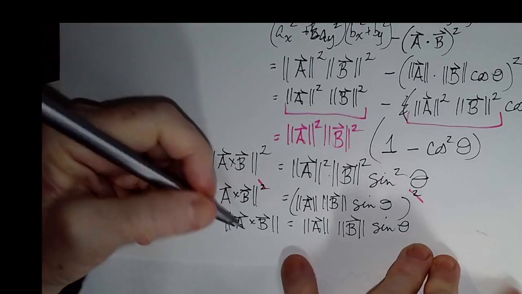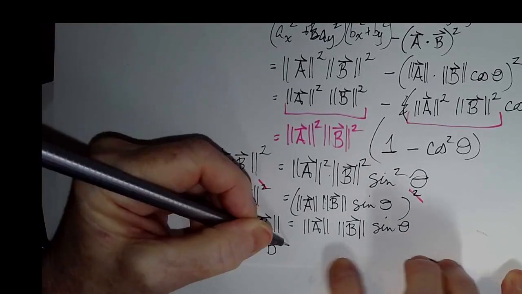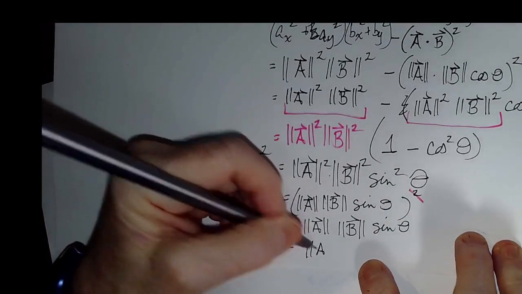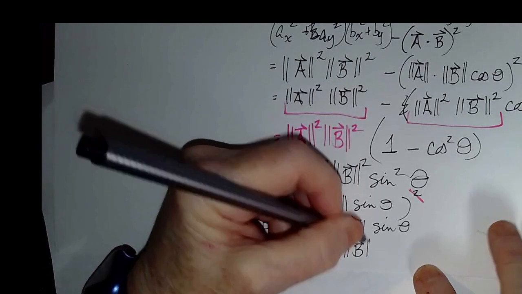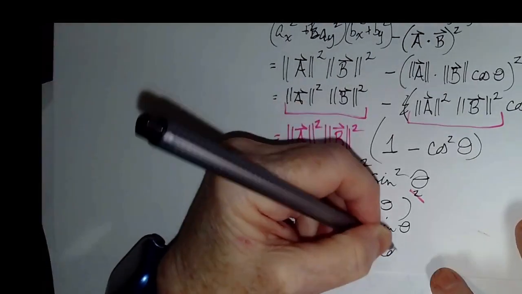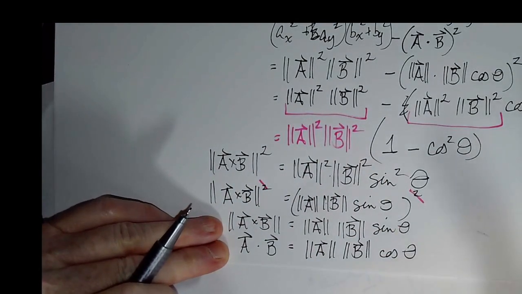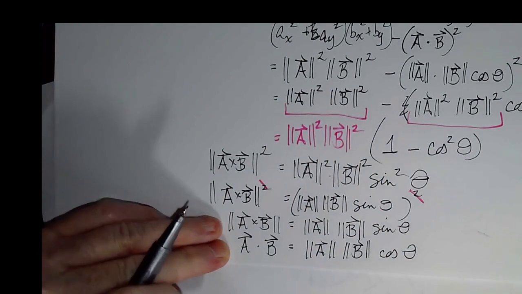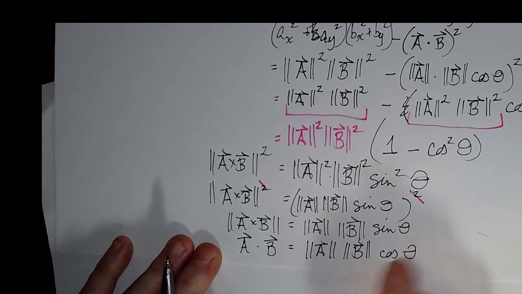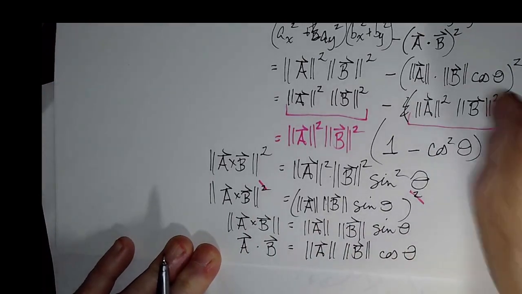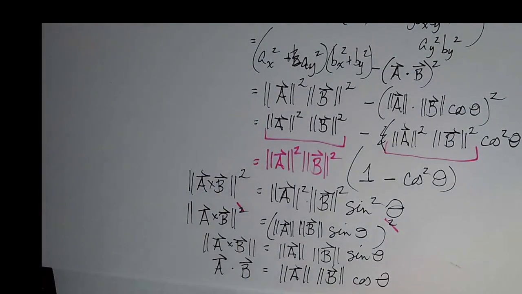And let's just put here at the same place A dot B is the magnitude of A times the magnitude of B times the cosine of the angle between them. So we've got a way to write cross product, or at least the magnitude of the cross product, and the dot product, both with magnitudes of the vectors and the angle between them. Let's go back to our sketch.